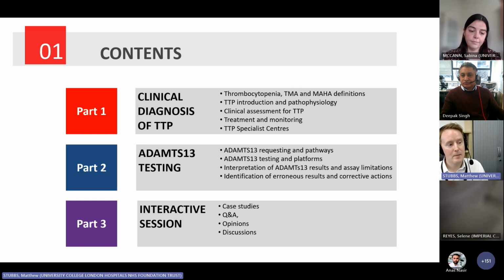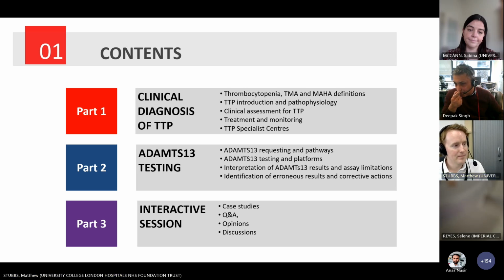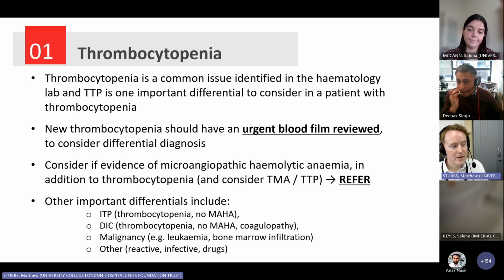We'll then talk a little bit about the interpretation of ADAMTS13 results and some of the limitations of the laboratory assays. We'll then talk about how some erroneous results can be identified and how potentially these can be corrected in the laboratory. Finally, for our third part of the session, which is interactive, I'll be handing over to Sabina, who will talk us through some case studies, some question and answers, and then we'll have opinions and discussions. So thank you for listening today.